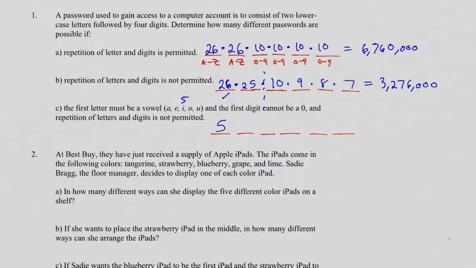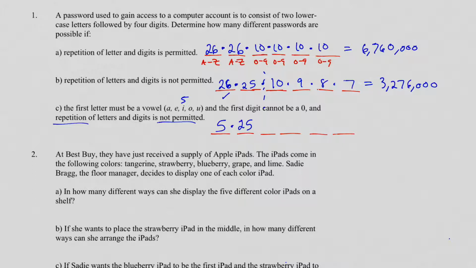What about the second letter? How many? If it's, you cannot repeat. So I only have 4. Oh, sorry. No, this is the whole alphabet this time. So 26 minus 1 would be 25. Yeah.